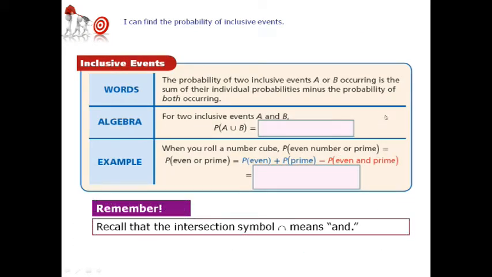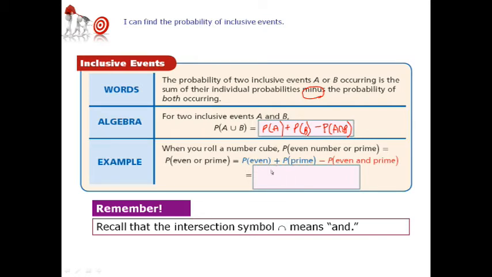So the probability of 2 inclusive events, A or B, occurring is the sum of their individual probabilities minus, subtract, the probability of both occurring. For 2 inclusive events, A and B, the probability of A union B is the probability of A plus the probability of B minus the intersection, the probability of A intersection B.